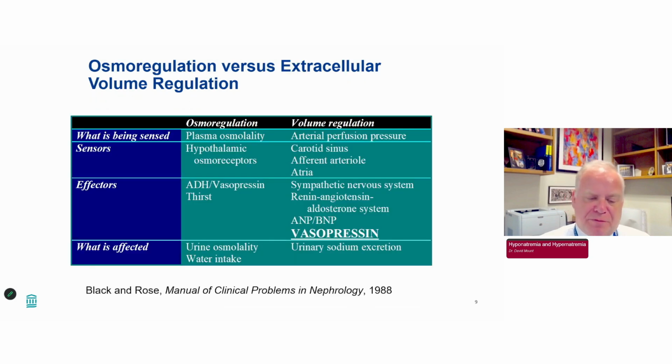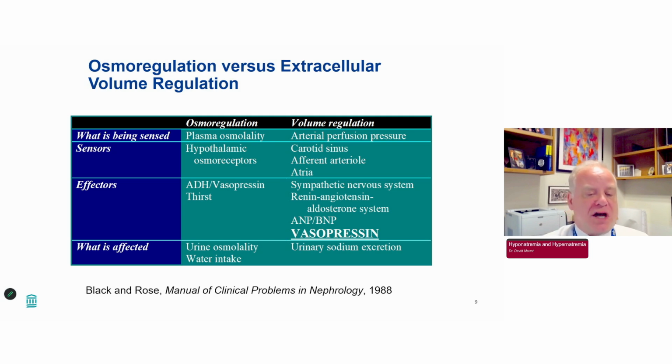This table from Bud Rose's many textbooks in the 80s and 90s has always been very useful for me because it settles out these competing systems for osmoregulation and volume regulation. In osmoregulation, you sense plasma osmolality, whereas in volume regulation, you're sensing arterial perfusion pressure, or what we used to call effective circulating volume. Hypothalamic osmoreceptors play a big role in sensing osmolality, whereas there are many different pressure sensors in the carotid sinus, afferent arteriole of the kidney, and atria.